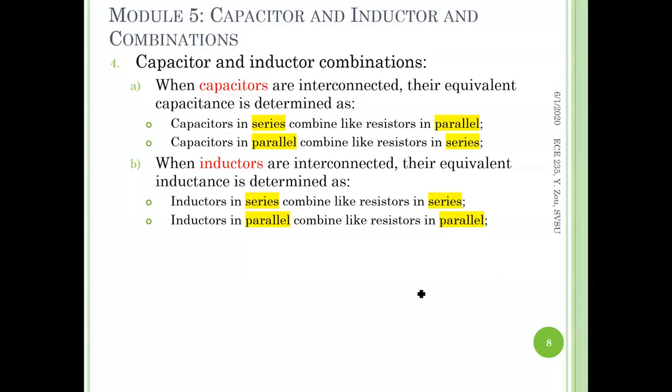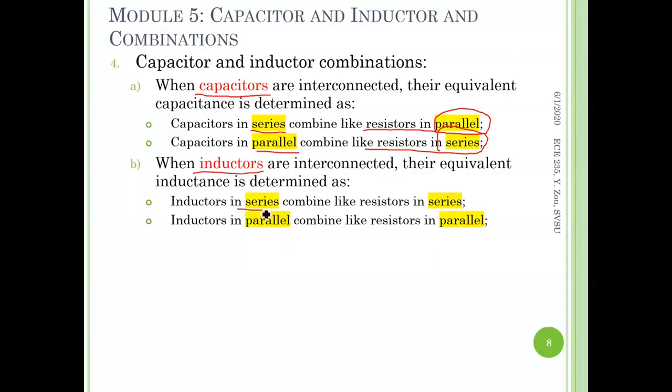Now let's see the combinations of capacitors and inductors respectively. For capacitors, we obviously have either series or parallel connection. If they are series connected, then remember the combination rule is the same as the rule for resistors connected in parallel. If capacitors are parallel connected, then the combination rule follows the same one as resistors connected in series. On the other hand, inductors are the opposite.